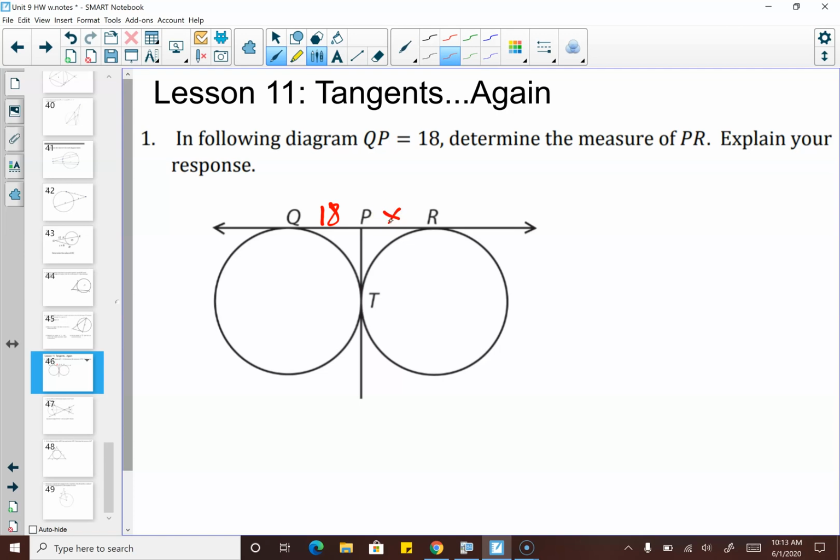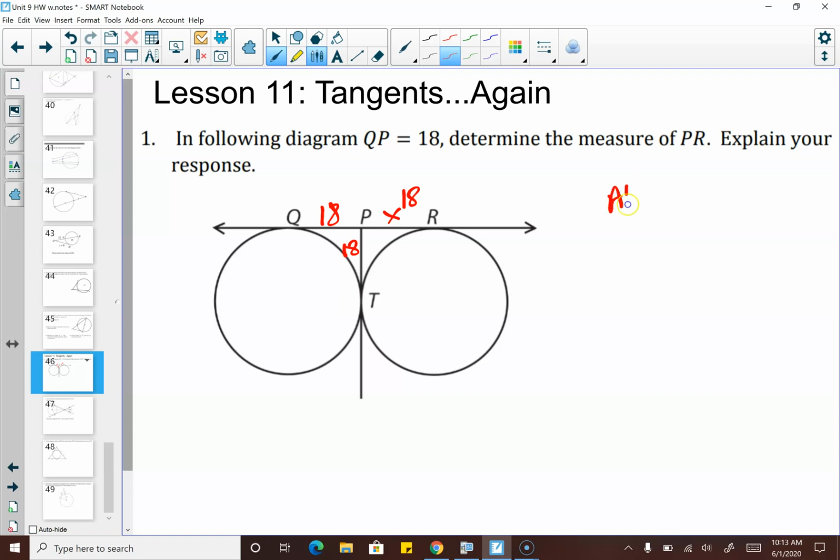Well, the way I look at this, I see QP and I see another tangent from point P to that same circle. So that tells me that PT is 18, right? Because they're both tangent to the same circle from point P. Well, PT happens to be a common tangent between both of those circles. So now as I look at it, if PT is 18, PR has to be 18. So it wants us to explain how we're going to get that piece.